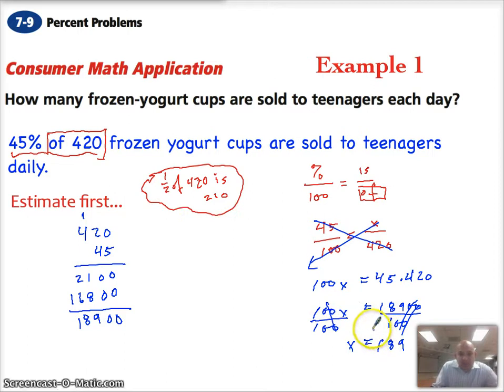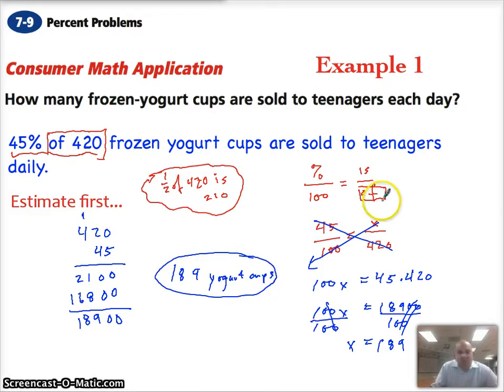Now, I look at my answer here. It's 189. Is it close to 210? Yes. And I estimated it to be less than 210. Is it less than 210? Absolutely. So my answer is 189 yogurt cups.